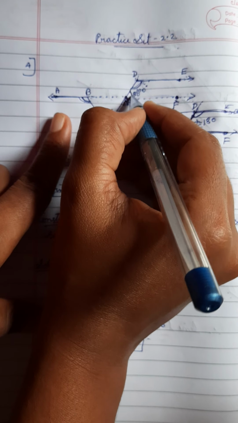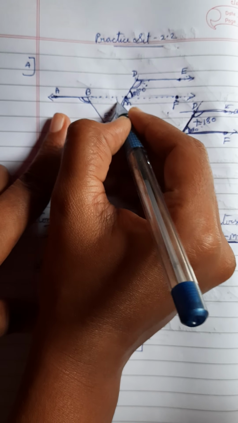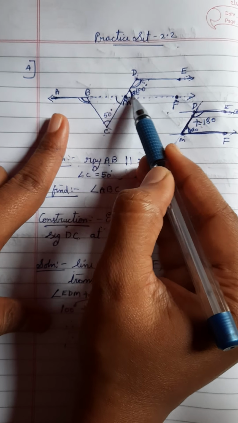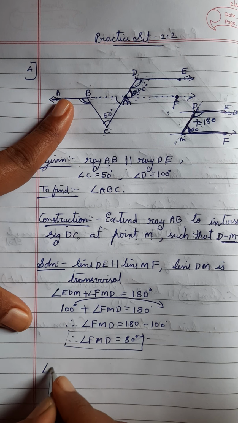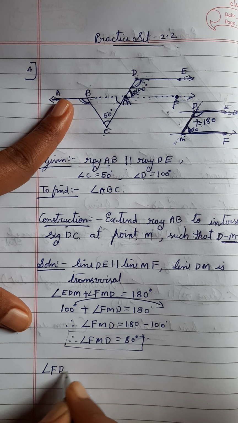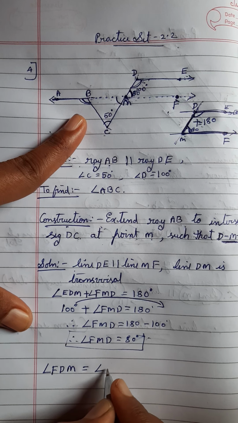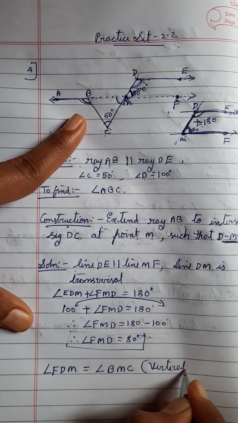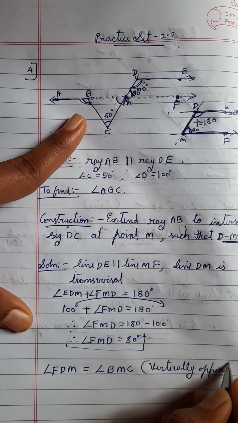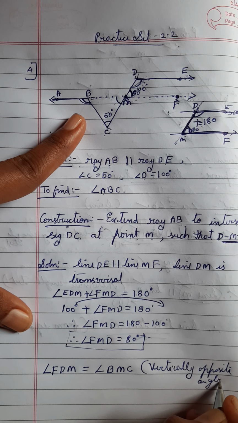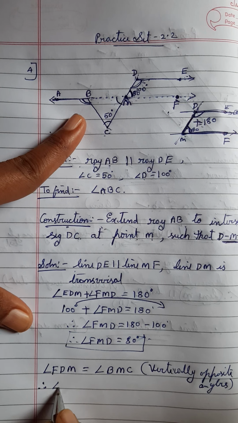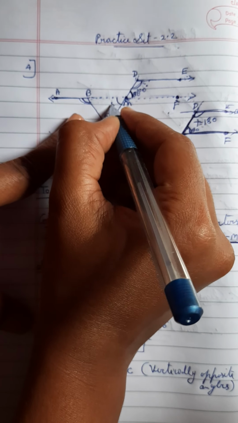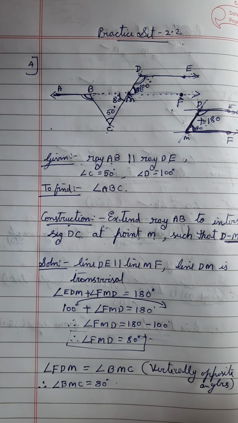Here this angle and this angle are vertically opposite angles, right? In the next step we will write angle FMD is equal to angle BMC, vertically opposite angles. Therefore angle BMC is equal to 80 degrees. So this angle is 80 degrees now. Now look at the figure.